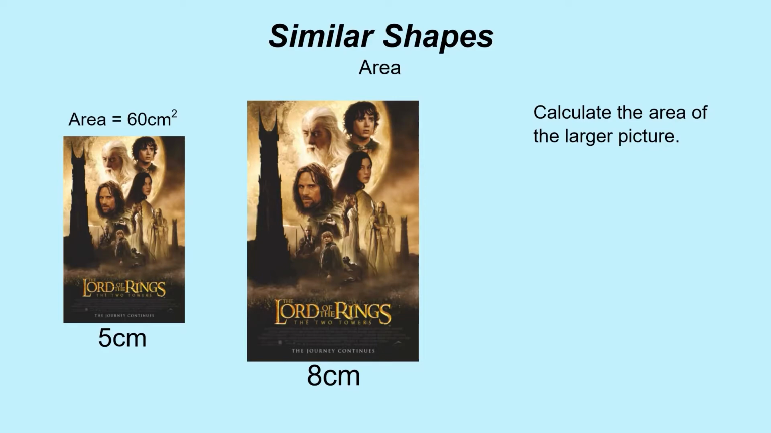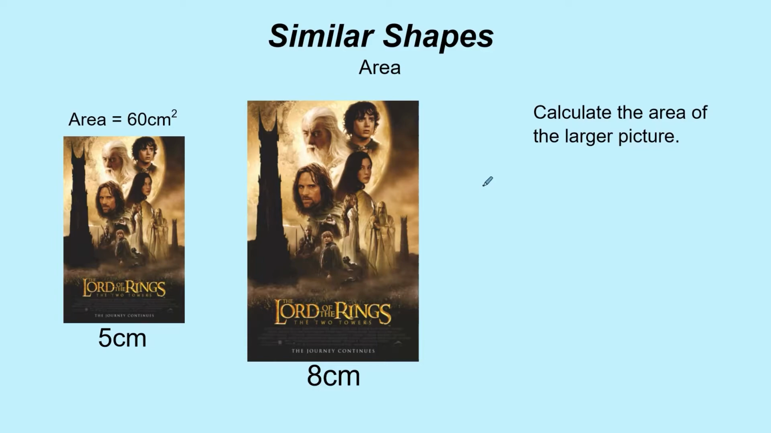Area scale factor works in a very similar way. You can see here we've got a little picture. This one is 5 centimeters wide, this one is 8 centimeters wide. The area of this one is 60 square centimeters. We want to find the area of the bigger one. Because we're looking for a missing area, we need an area scale factor, but we don't know what it is. All we can compare is the 5 and the 8, the widths of the two posters, because those are the only two dimensions we've got that correspond.